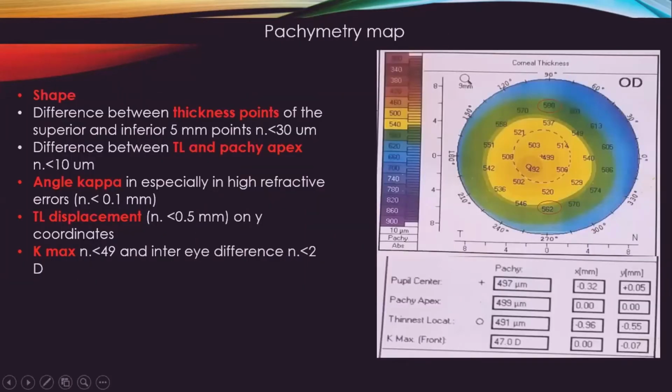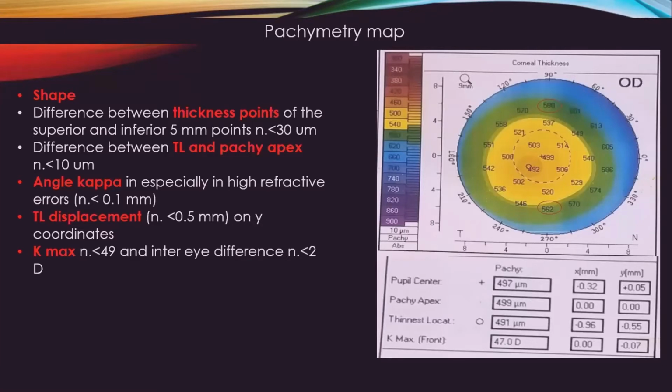Okay, regarding the pachymetry map, we have also to comment on the shape, the difference between the thickness points at 5 millimeters up and down. We can find the angle kappa, not really, but it's better to find it in the Placido topography. But we can find the angle kappa by finding the values between the pupil center coordinates x and y. The thinnest location displacement is important, and the Kmax normally less than 49.